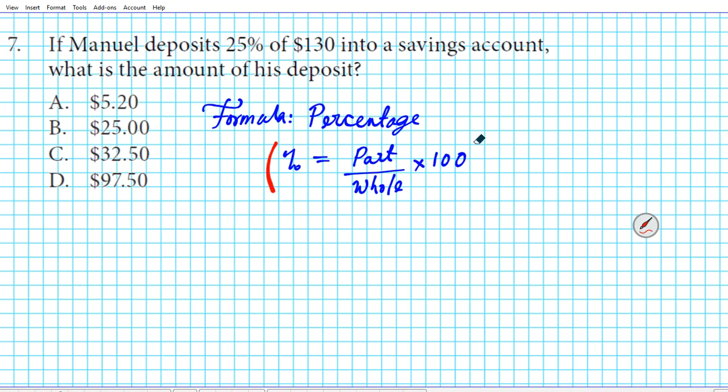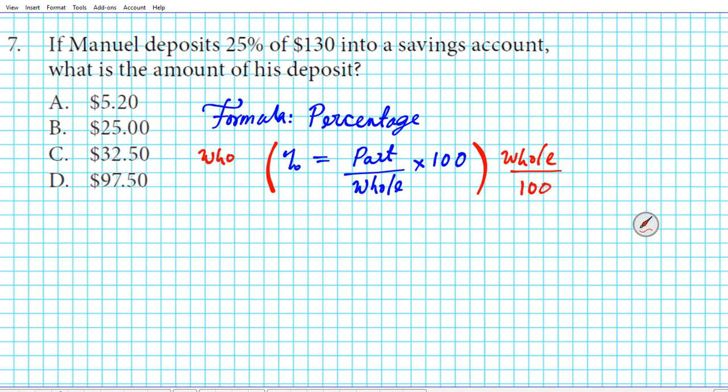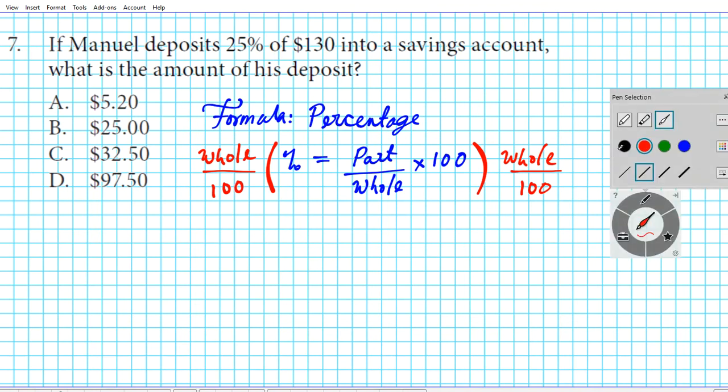The other variation that you need to know is coming up. It occurs because of the following manipulation. If I multiply by whole divided by 100 on both sides, I am going to end up with this new formula. Part is equal to percent divided by 100 times a whole.